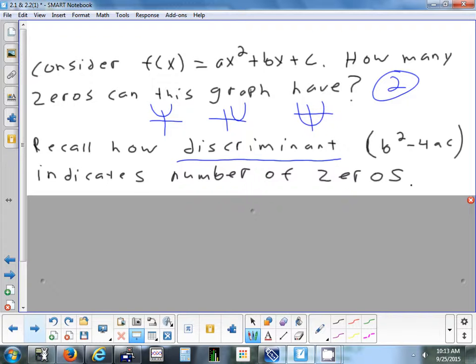So using b squared minus 4ac, that's a quick method to just check how many roots you have, but it won't tell you where the roots are. It just tells you how many you have.